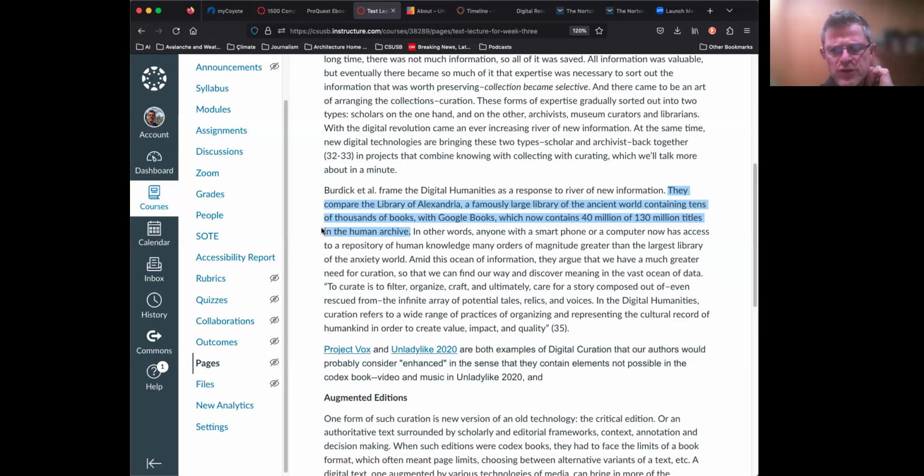So, we find ourselves in this vast and ever enlarging ocean of information. And what that means is that we have an ever greater need for curation. I mean, what is curation? In their definition, to curate is to filter, organize, craft, and ultimately care for a story composed out of the infinite array of potential tales, relics, and voices. Or in other words, let's just say to filter, organize, craft, and tell stories about the information.